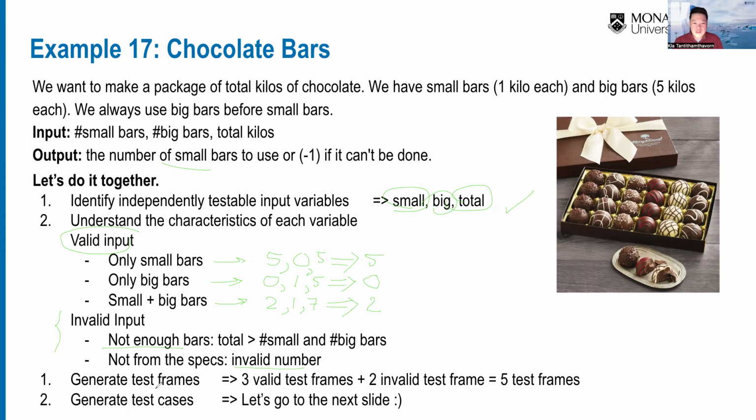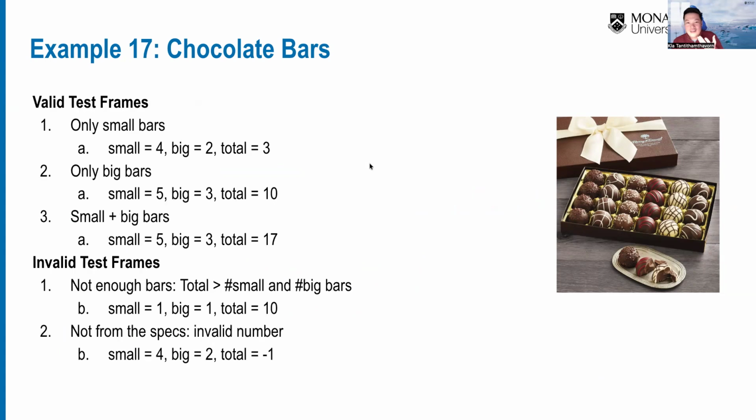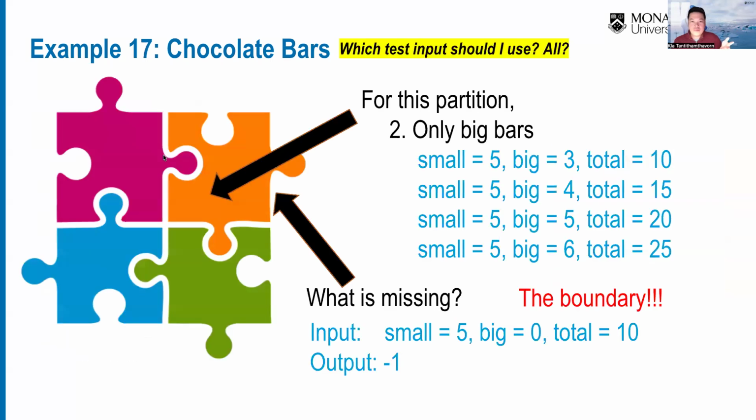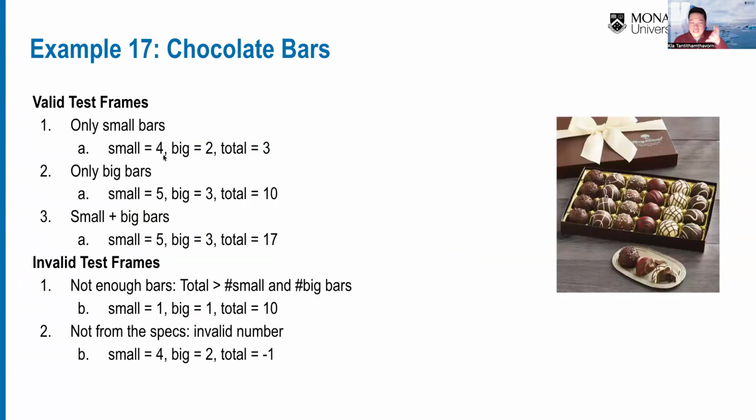What we can do is generate the test frames. We have 3 valid and 2 invalid scenarios, so in total we got 5 test frames. Once you have the 5 test frames, then you can create the test cases. This is similar to what I did, the same, so I don't want to repeat it. However, is it systematic enough, right? Looks like we already got 5 test frames, test scenarios. Sounds like we are doing great, okay?